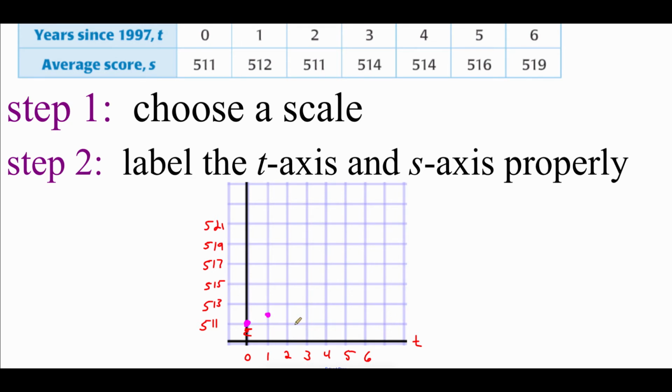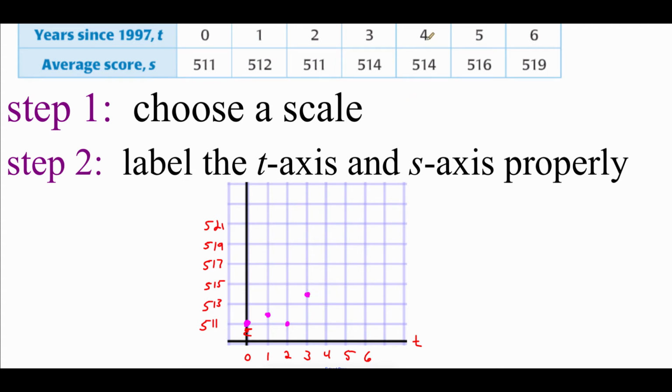For that t-value of 2, we dropped back down to 511. So I'm going to put a dot right there. For the t-value of 3, we went up to 514. So I need to go halfway between 513 and 515.